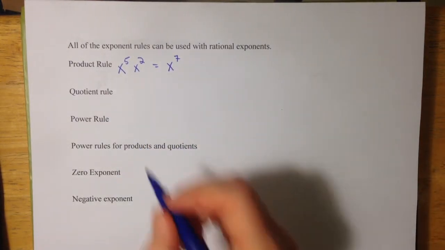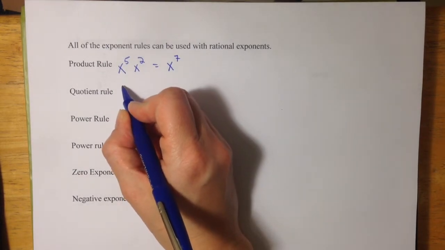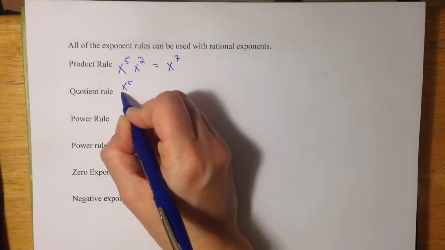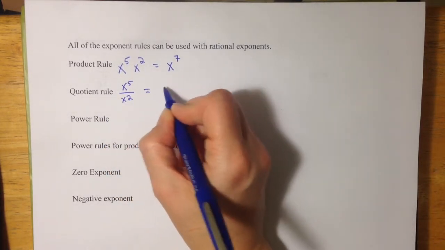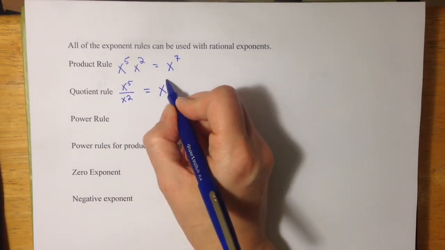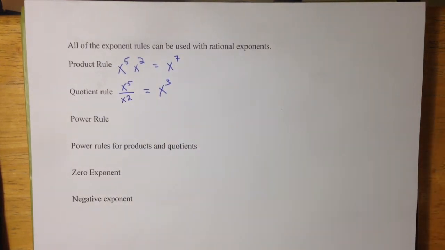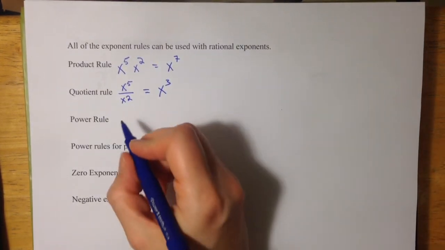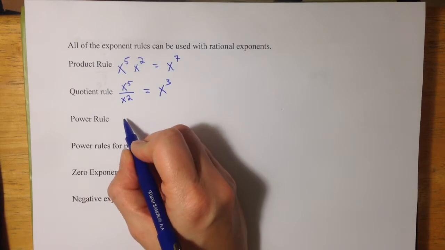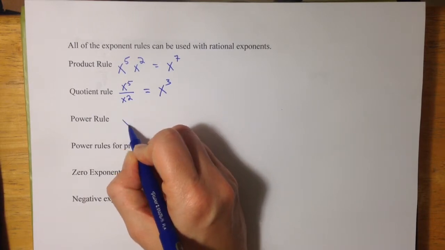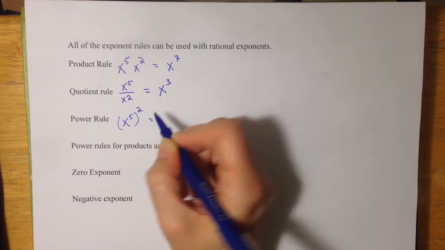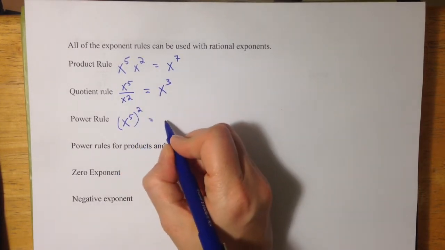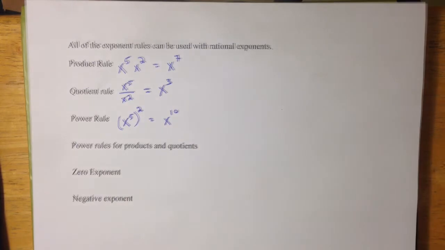The quotient rule said that if you have a quotient, something like x to the 5th over x squared, you can subtract those exponents, which gives you x to the 3rd in this case. The power rule said that if you have a power to a power, you multiply the powers. So if you have x to the 5th, and then that whole thing is being squared, you can multiply those two exponents to get x to the 10th.